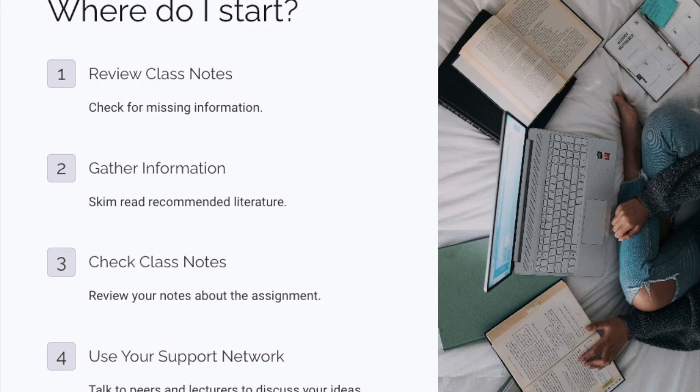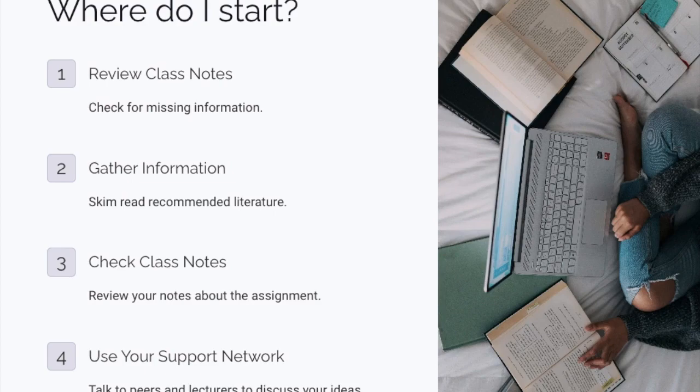But at this stage, rather than detailed reading, really start to just skim read the literature that's been recommended. So that might be on your module guides, it might be literature that you've been discussing in class, and just start to, again, just take note of key concepts that are being discussed before putting those ideas on paper.